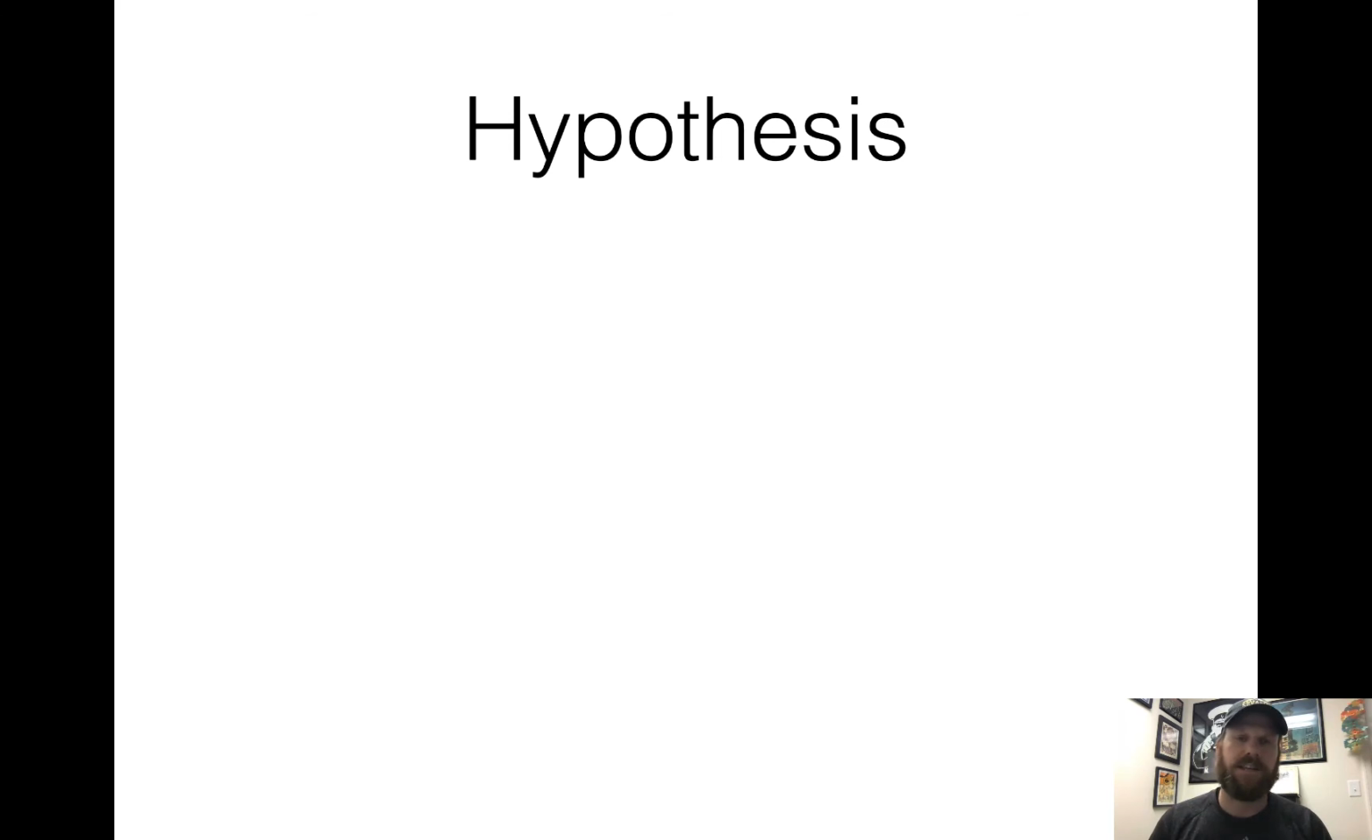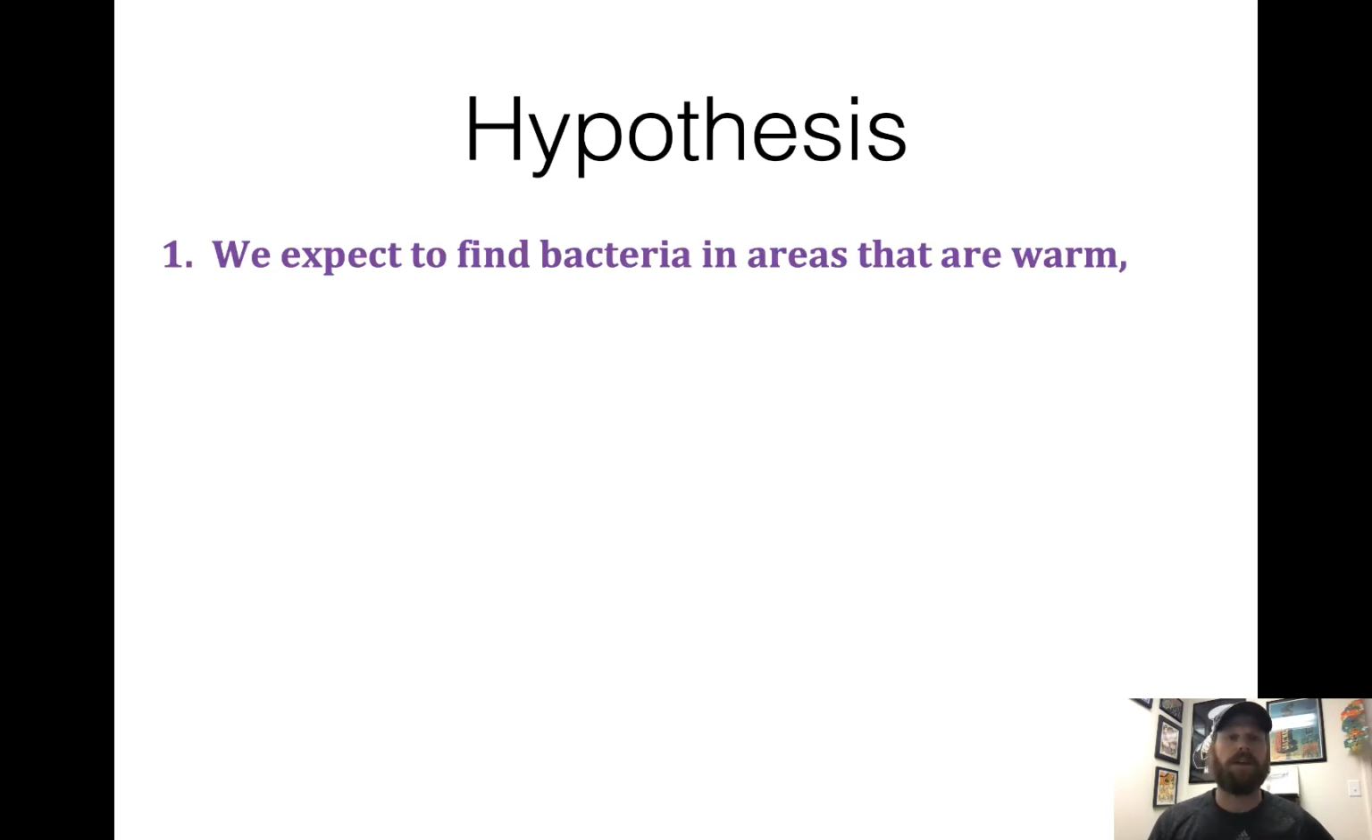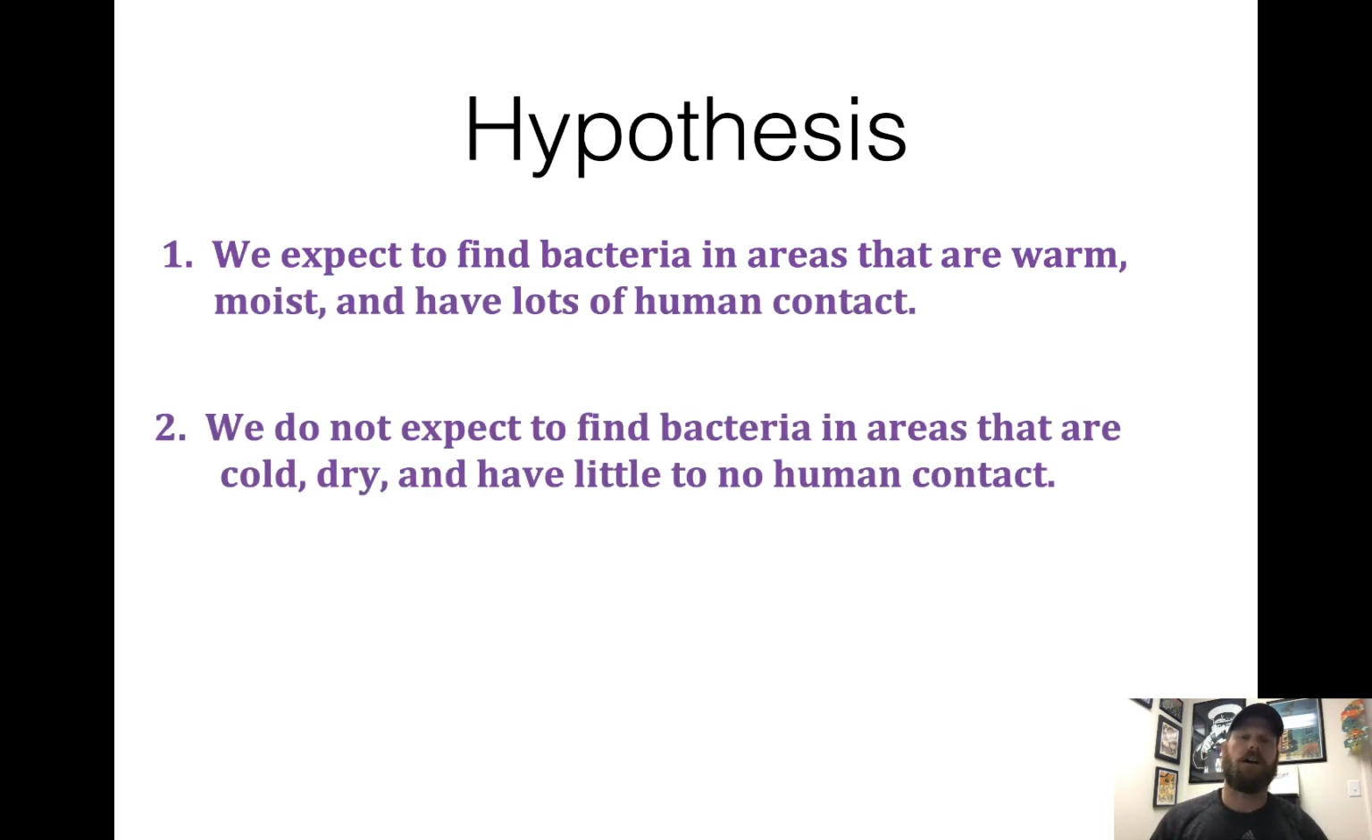The hypotheses for our bacteria experiment. These hypotheses are based on the optimal growing conditions. We should probably assume that the most bacteria can be found in places that are warm, moist, and have lots of human contact. We should also expect that the opposite is true. We're not going to get much bacteria in cold, dry places or places that have very little human contact. So these are going to be our 2 hypotheses.